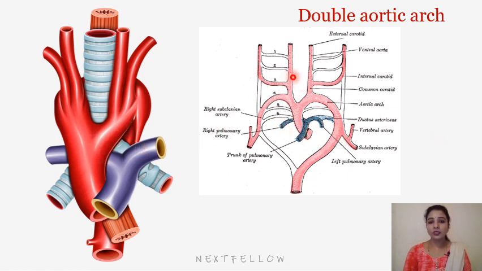This is the normal side, which I have shown in the previous image. This is how we can see the double aortic arch compressing the trachea and esophagus, causing dyspnea and dysphagia.